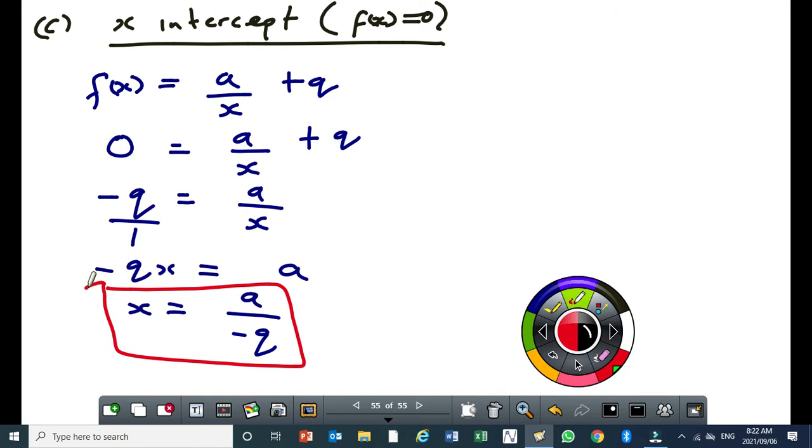Be aware that a can be negative or positive. So depending on whether a is positive or negative, you may get a positive x-intercept or you may get a negative x-intercept. But this is the general equation that you can use to determine the x-intercept.